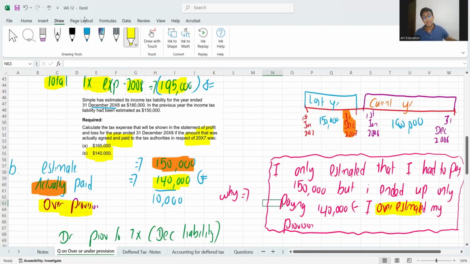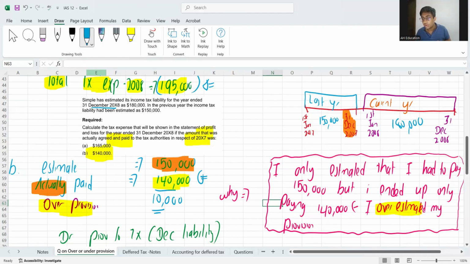Okay, this is called an over provision of how much? The difference, 10,000. Okay, now again, the same question I'm asking from you all. Now you have an overestimate in your last year. You thought that last year in 2007, you only had to pay 150,000, but actually, you ended up paying 140,000. So last year, you have over expensed in your P&L in 2007.